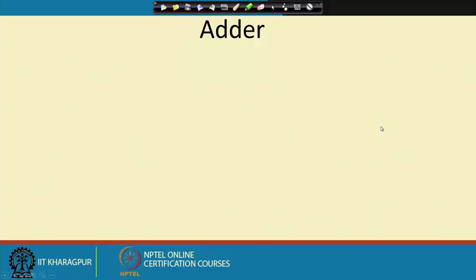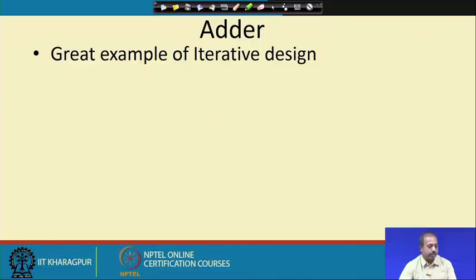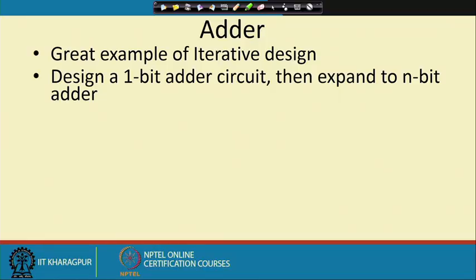The first example of this arithmetic circuit that we will consider is that of an adder. This is an example of iterative design. Iterative design means you have a basic block, and that basic block is repeatedly used for getting more complex designs. So, this adder is an example of iterative design. We design a 1-bit adder circuit and then expand it to an n-bit adder circuit, like 2-bit, 3-bit, 4-bit, 5-bit.